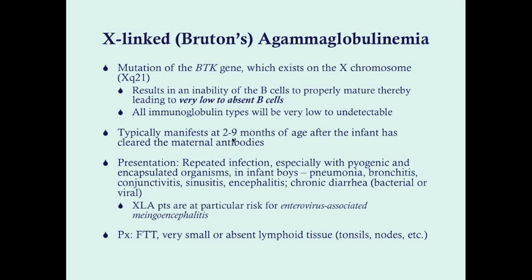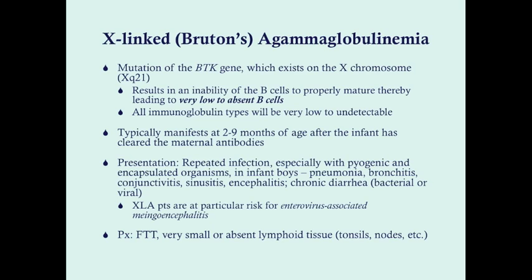So a lot of times this manifests at 2 to 9 months of age. You start to get those infections, but you're not going to have a baby that has infections right off the bat. You're not going to have a baby that has an infection at 1 month of age because they still have those maternal antibodies. So around infancy, 1 year of age, maybe a few months later is typically when this gets diagnosed.